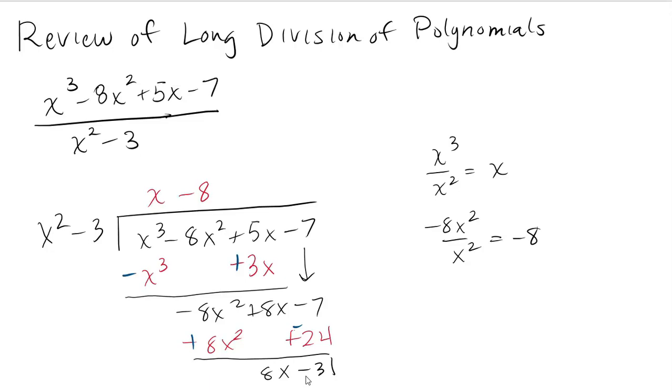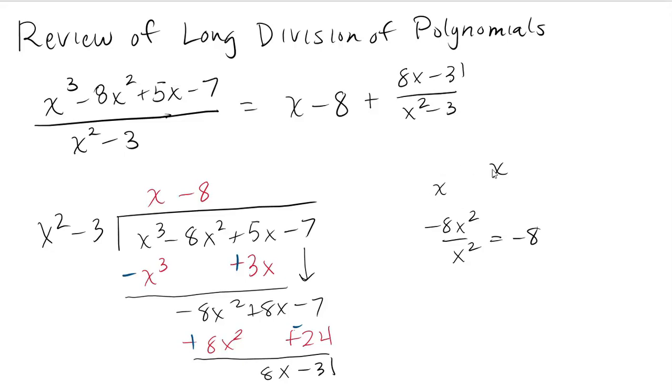So x squared minus 3 is not a factor of x cubed minus 8x squared plus 5x minus 7. The way that we could write our answer is to say that this is x minus 8 plus our remainder over our divisor. You've done this before with numbers too.